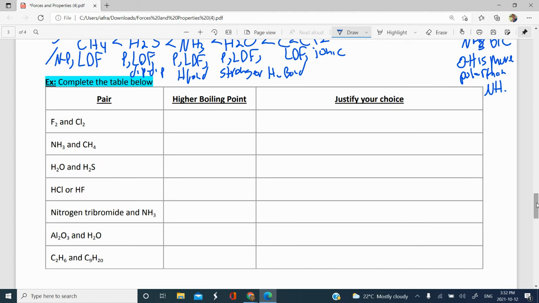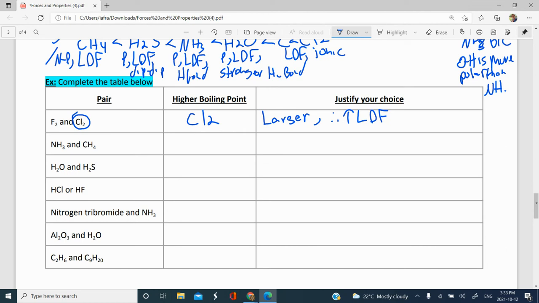So between F2 and Cl2, I know these are both non-polar. So basically, I have to choose the one that has the most LDF. And I think that's going to be the Cl2 because it's the bigger one on our periodic table. It has the most electrons. So Cl2 is going to have the higher boiling point. And the reason is that it's larger and therefore has more LDF. And I'm comparing them on the same level. They're both essentially non-polar.